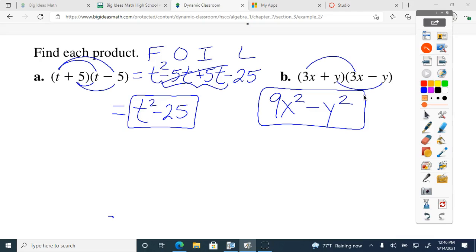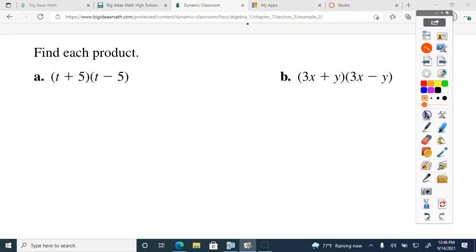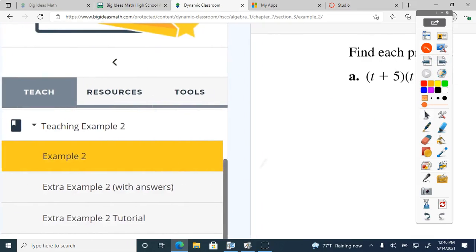Everybody good? All right. Example 3, and we'll come back and do more of each, but we're just going to do one of each right now. Stop recording.